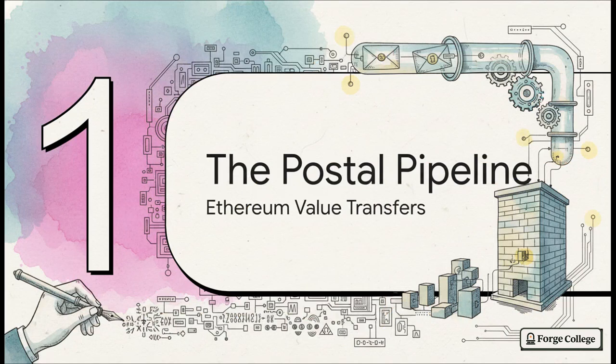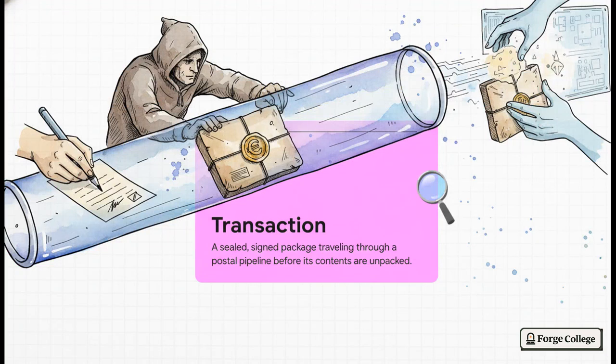Section 1. The postal pipeline. Analogies for Ethereum value transfers. Before we get completely bogged down by raw cryptography and endless hexadecimal strings, we really need a solid mental model. Think of an Ethereum transaction not just as some abstract chunk of code, but as a physical, sealed, signed package. You pack it, you address it, and you sign it to authorize the whole thing. The Ethereum network acts as this massive postal pipeline that relays it. Then a miner or validator picks it up as your mail carrier, and finally the recipient unpacks it to execute whatever instructions you gave them.